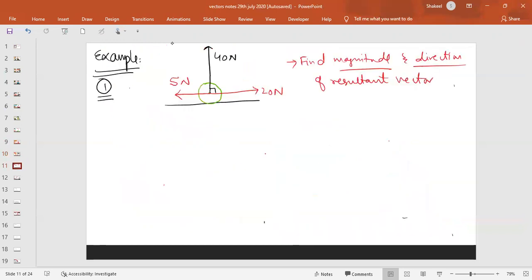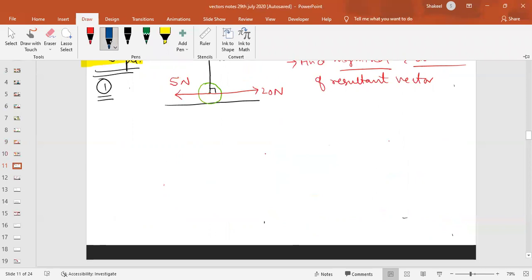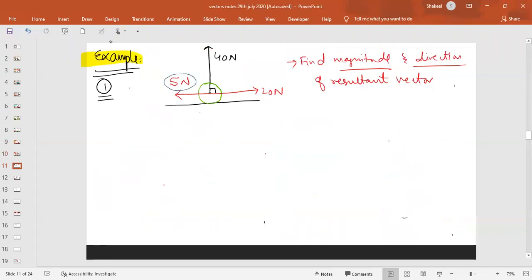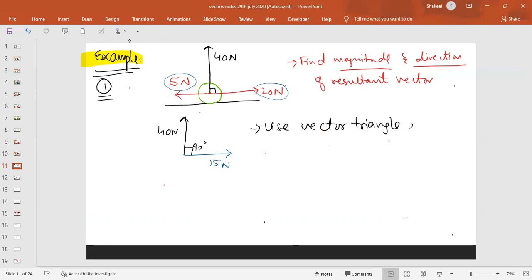Okay, moving forward. This is an example, so we have to solve this. Three vectors are there. First we will see that this 5 and 20 Newton are opposite to each other. So we can say that this is 15 Newton, like 20 minus 5. And then this is 40 Newton and it is making an angle of 90 degrees. So what you'll do is use the vector triangle and Pythagoras theorem. I hope you're aware of this as we have already done it. So you can just solve it.